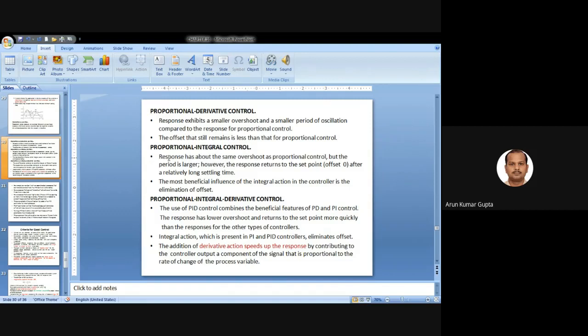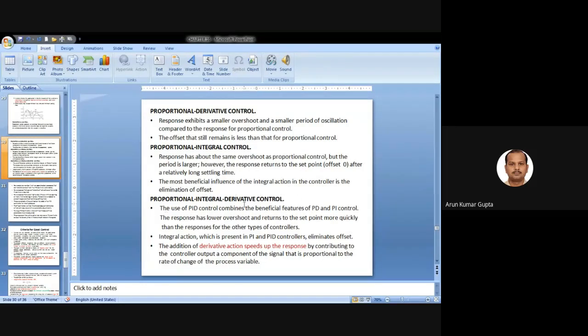The proportional integral controller response has about the same overshoot as the proportional controller, so P and PI, but there is a change in the oscillations: the period is larger. However, the response returns to the set point, and so the offset value is 0. The most beneficial influence of the integral controller is that it eliminates offset.